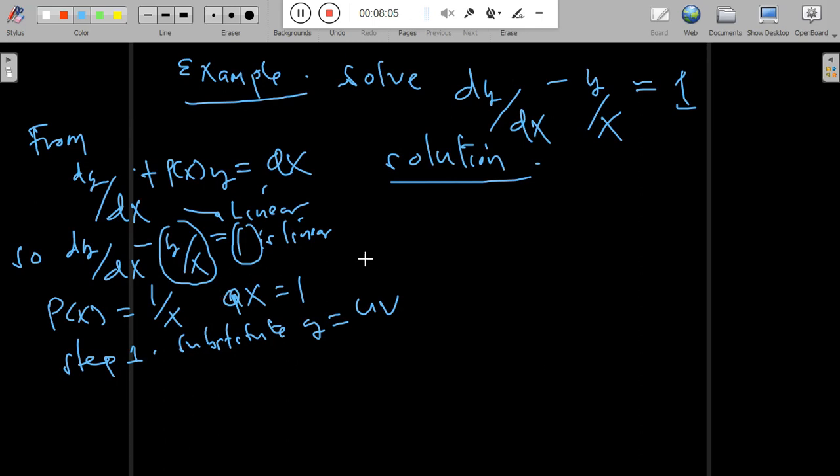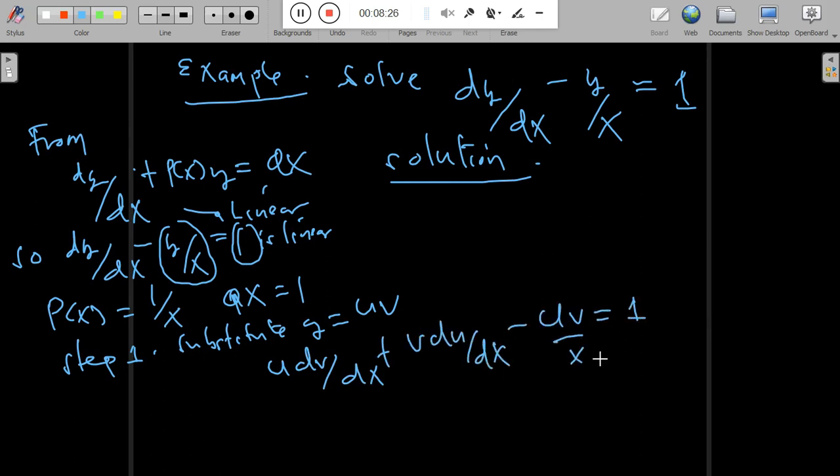Step number 1, we need to substitute y is equal to uv. Since we have the functions p(x) equal to negative 1 over x and q(x) equal to 1, we take u dv over dx plus v du over dx, and we substitute uv. So we subtract uv over x, which is equal to 1.